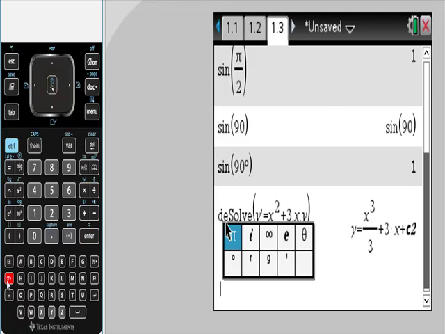There's tons of stuff this calculator can do, and sometimes finding out the little things is really, really helpful. So I hope this was of some help to you. I tried to keep it short.